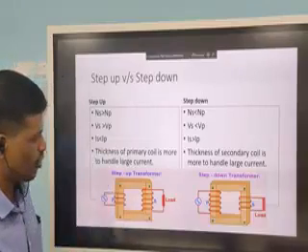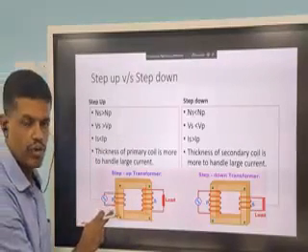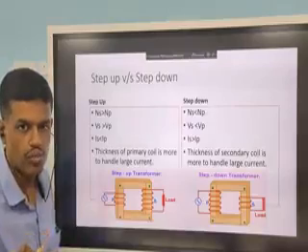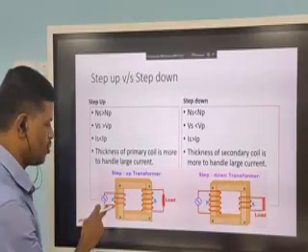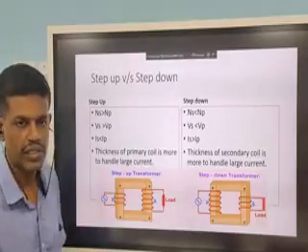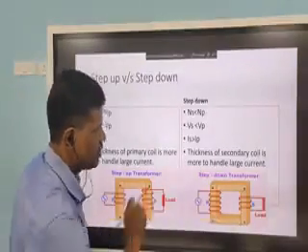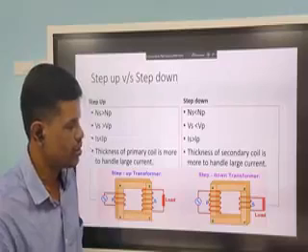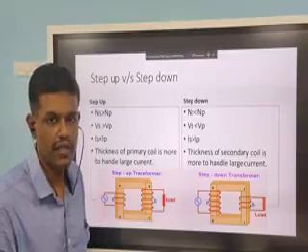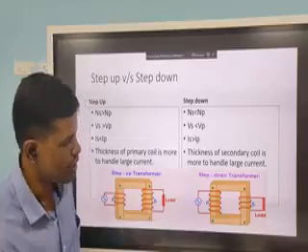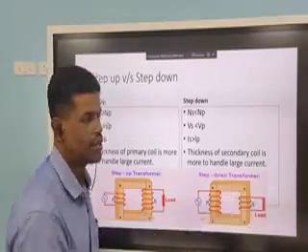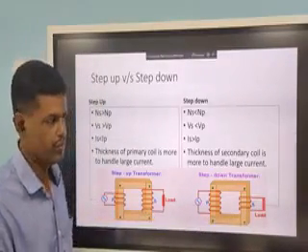Thickness of primary coil. In a step-up transformer, the primary circuit contains more current. In the secondary circuit, current is less. So, the primary coil should be thicker than the secondary. Whereas in a step-down transformer, the secondary contains more current. So, the thickness of the secondary should be more.